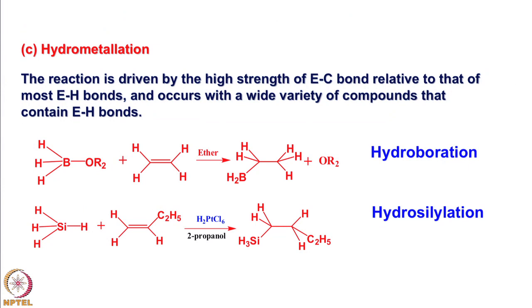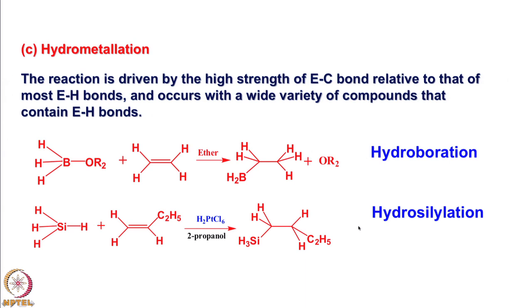So, now let us look into another method or route called hydromethylation. Okay. So, the reaction is driven by the high strength of the E-C bond relative to that of most E-H bonds, and occurs with a wide variety of compounds that contain E-H bonds. Well, E is a main group element. For example, you can see the hydroboration reaction I have shown here. If you take this ether adduct of boron trihydride and treat with alkene in ether, hydroboration occurs through the elimination of OR2.